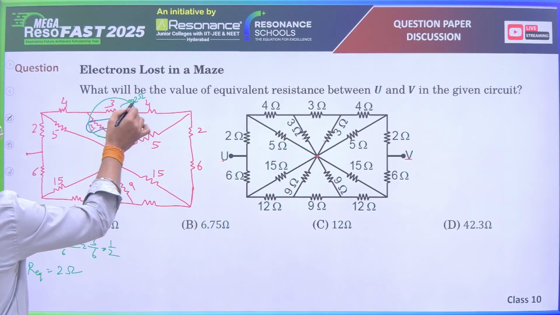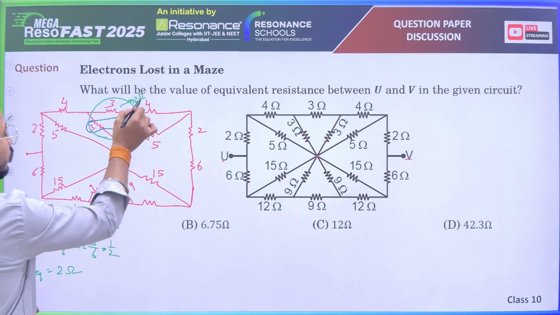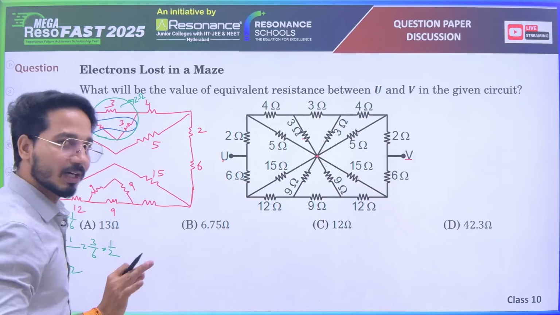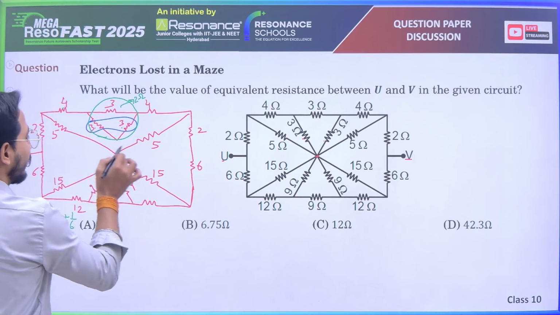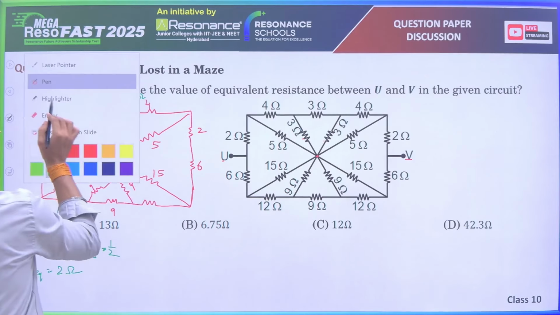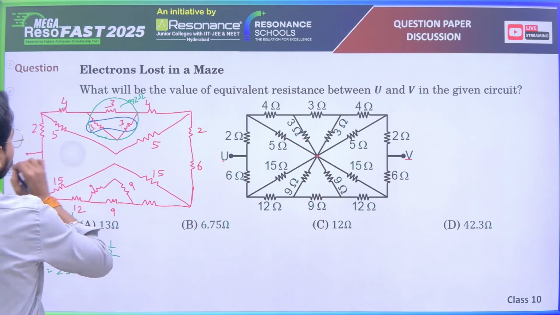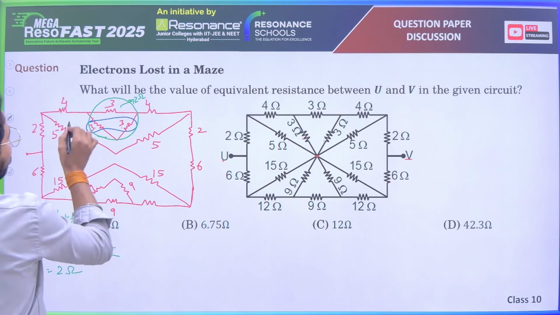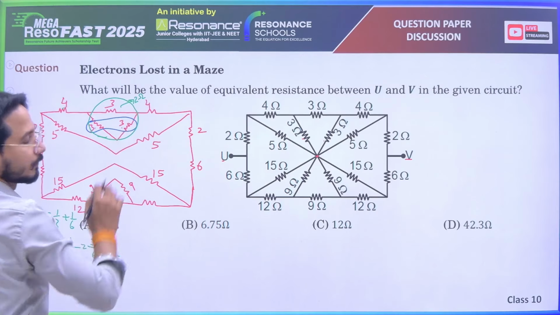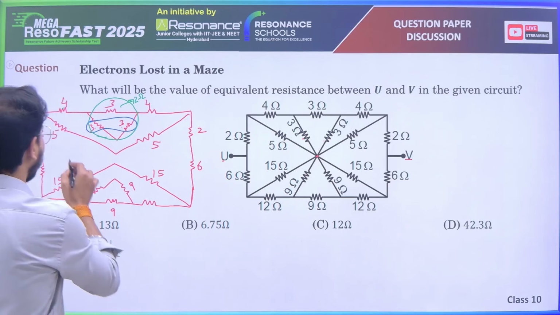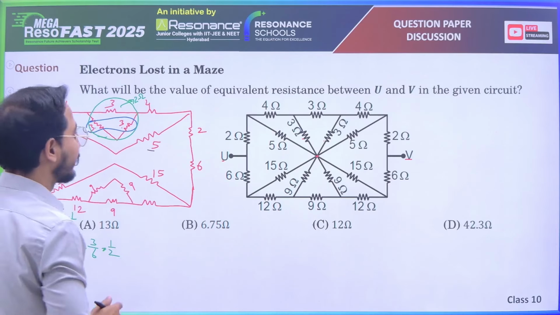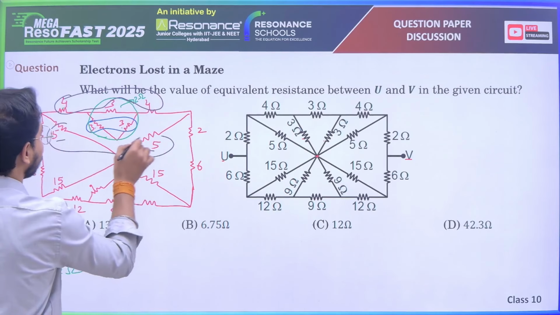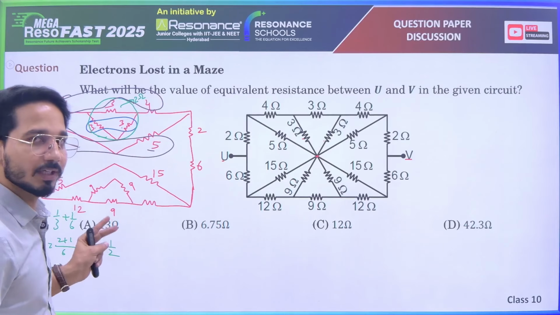This is R equivalent, this is 2 ohm. This is 4 ohm. 4 ohm, 2 ohm and 4 ohm are in series. 5 ohm and 5 ohm are in series, right? So this 4 plus 2 plus 4 will become 10, and 5 plus 5 will become 10. And this 10 and this 10 are both in parallel.